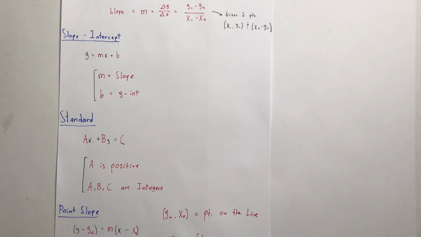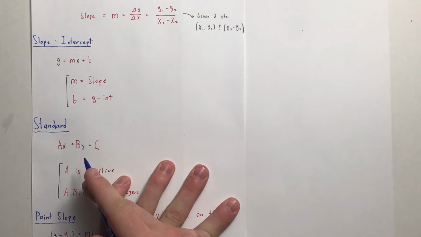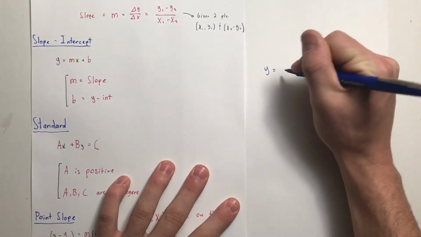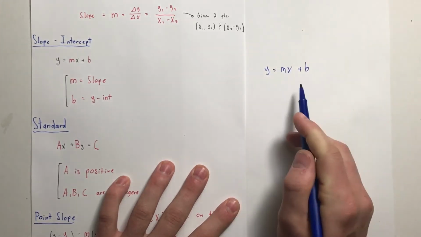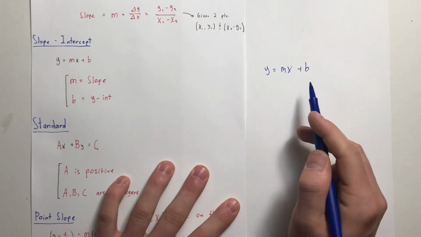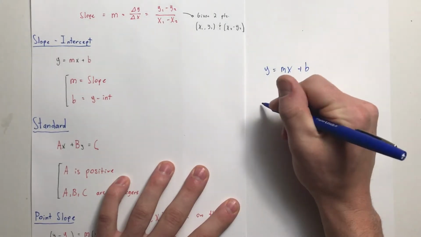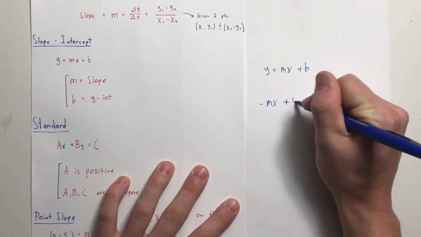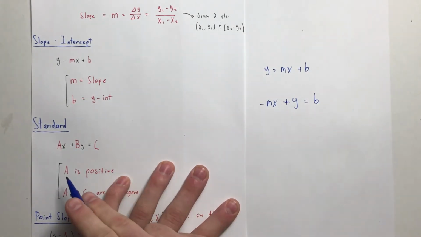Something that I want to highlight between slope-intercept and standard form is that standard form is just a variation of slope-intercept form. Say that we have y equals mx plus b. So m and b can be any numbers. We just have a line in slope-intercept form. If we subtract mx from both sides, we end up with negative mx plus y equals b. And then from here we're pretty much in standard form.